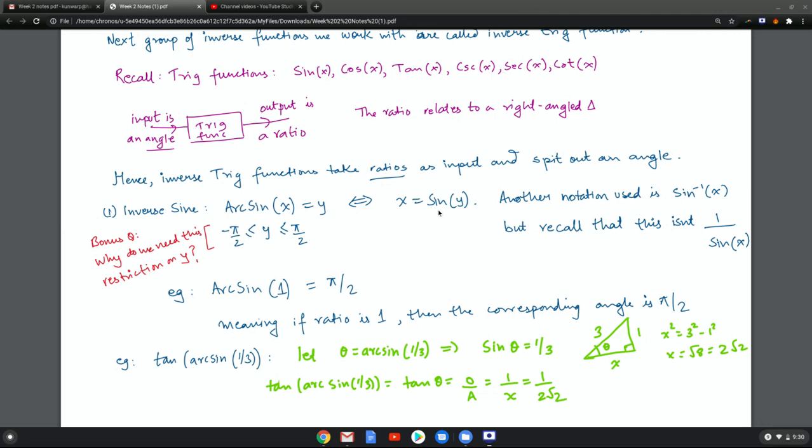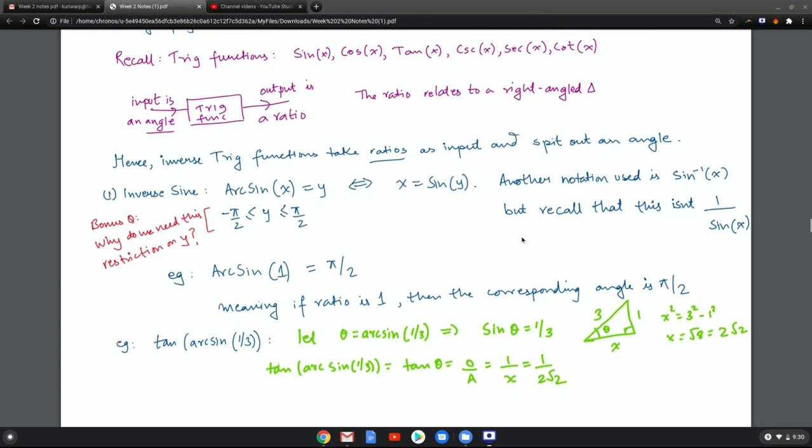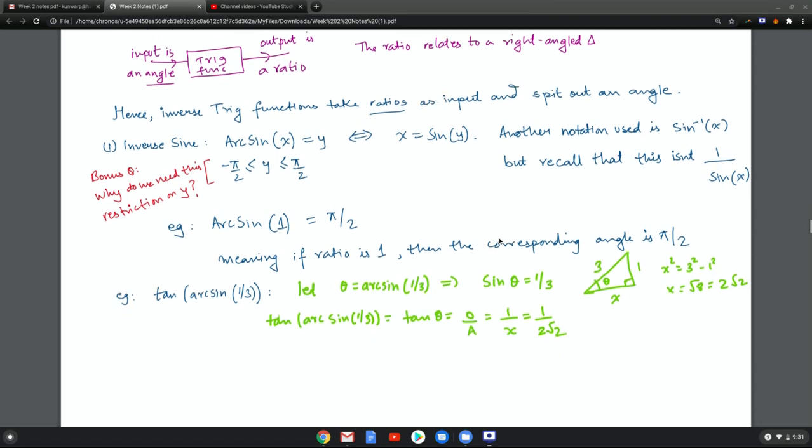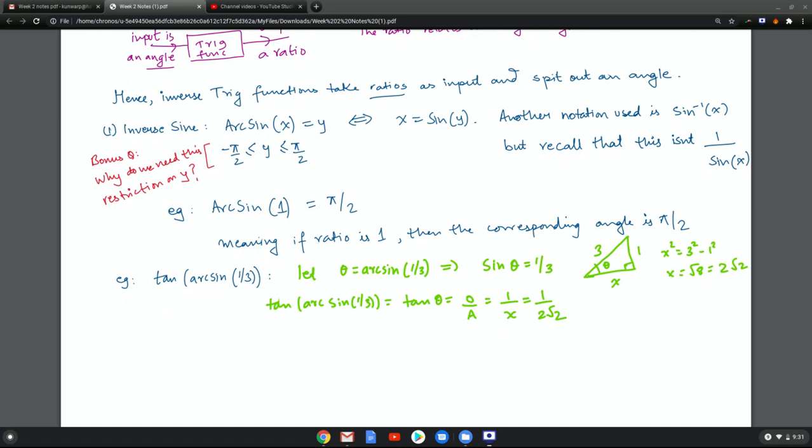Another notation that you will more commonly see these days is sine to the negative 1 of x, called sine inverse x. It's the same as arc sine. I will be using arc instead of inverse just because I think it's a better notation. But recall that sine inverse x is not actually 1 divided by sine x. Example, arc sine of 1 is pi over 2, meaning if the ratio is 1, then the corresponding angle is pi over 2.